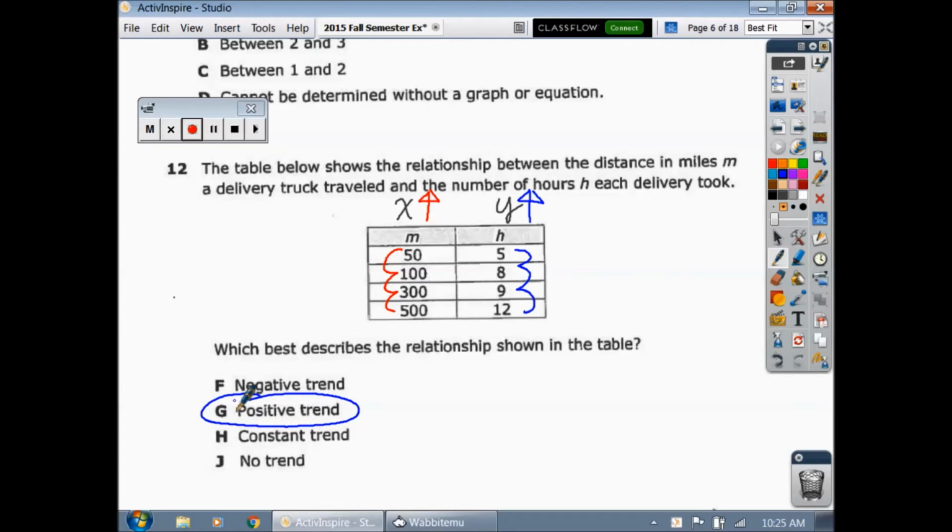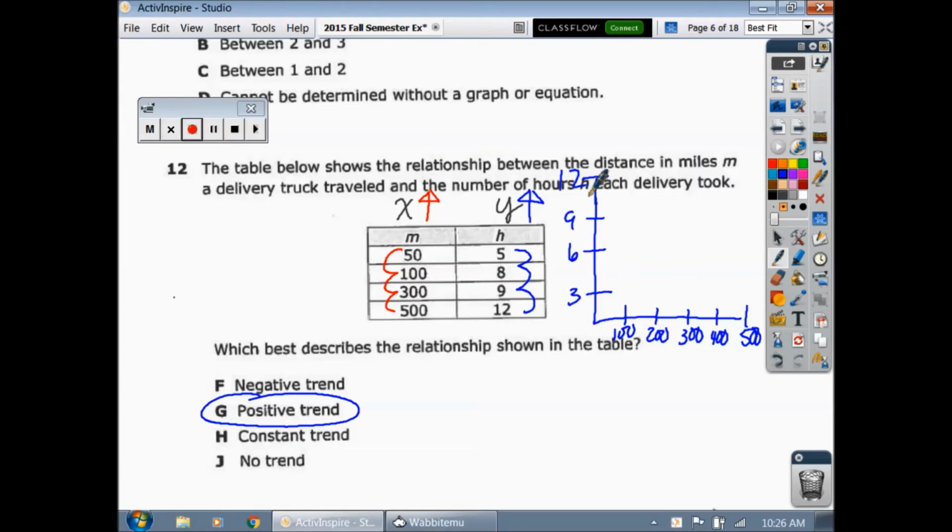Now, if you weren't able to use the table to determine that, you could just do a little rough graph. So the x's, looks like they're 50, 100, 300. So let's count by 100s. 100, 200, 300, 400, 500. And then let's count here by 5s. So now let's count by 3s. 3, 6, 9, and 12.